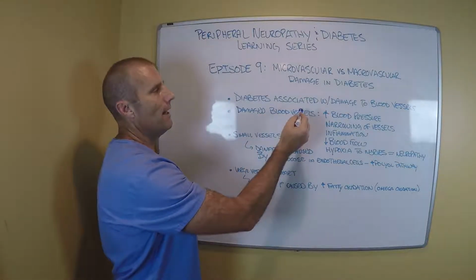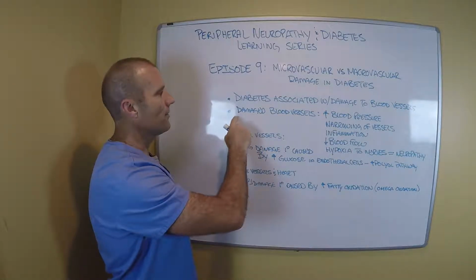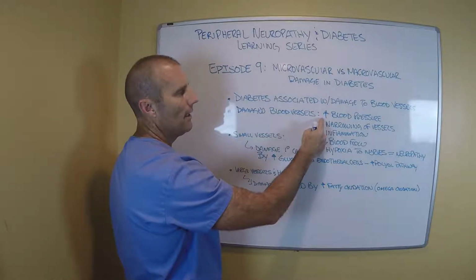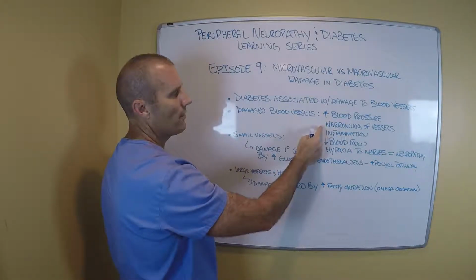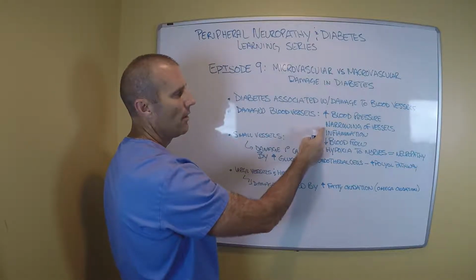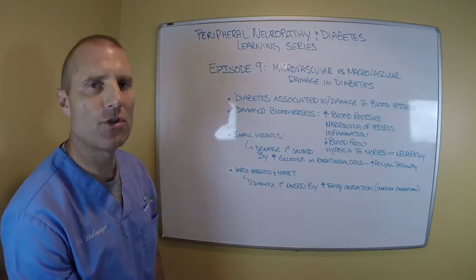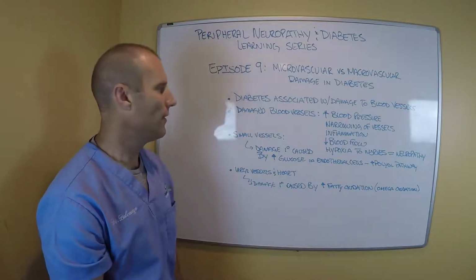Well, we know that diabetes is associated with damage to the blood vessels, and damaged blood vessels can cause neuropathy because we get increased blood pressure due to the damage to the vessels. We get narrowing of the arteries. We get inflammation, we get decreased blood flow, and essentially we get hypoxia to the tissues and to the nerves, and that causes nerve damage.